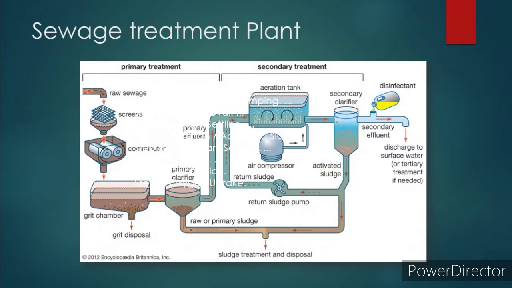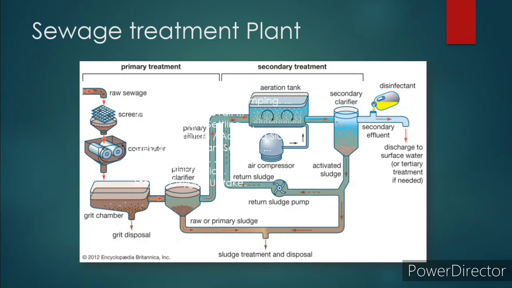Step 1, the wastewater or sewage is passed through bar screens, and here large objects such as rags, cans, plastic bags, napkins and sticks are removed. Then step 2, the water after step 1 is sent to the grit and sand removal tank. Here sand, grit and pebbles settle down and the water is sent to the sedimentation tank.